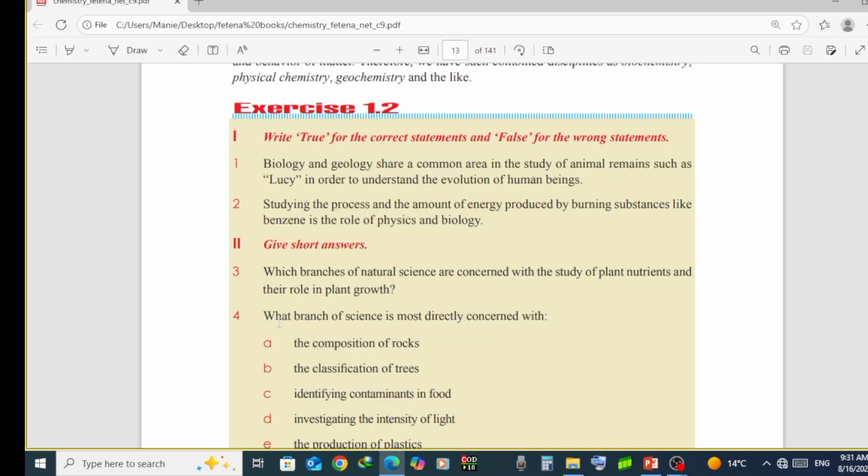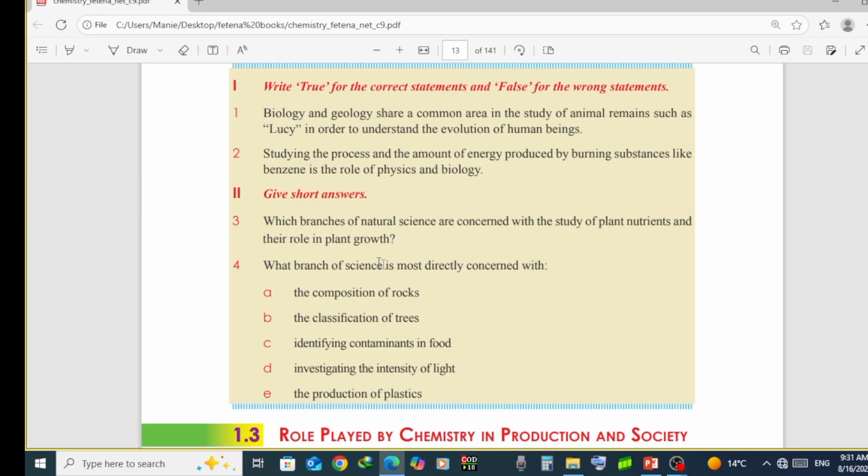Let's proceed to question number 4. What branch of science is most directly concerned with A. the composition of rocks, B. the classification of trees, C. identifying contaminants in food, D. investigating the intensity of light, E. the production of plastics?